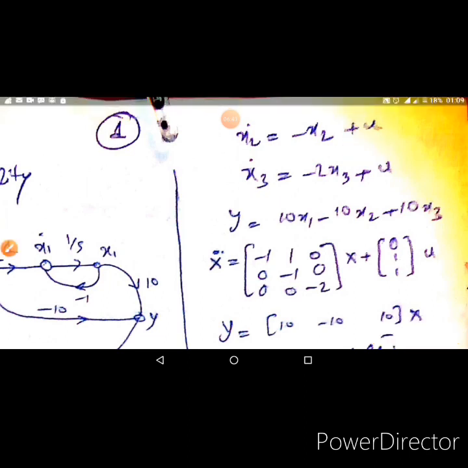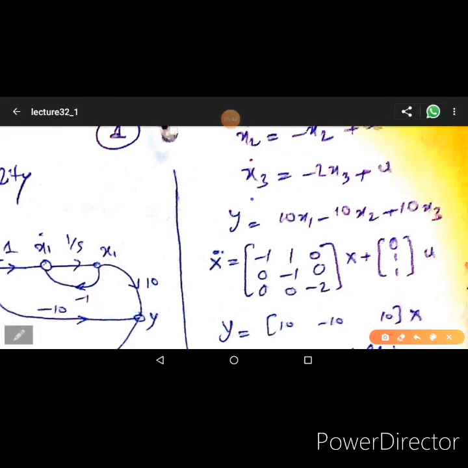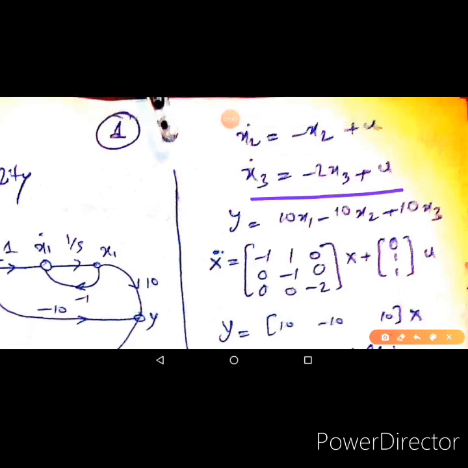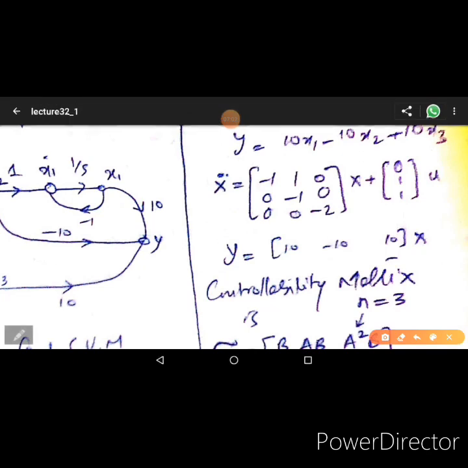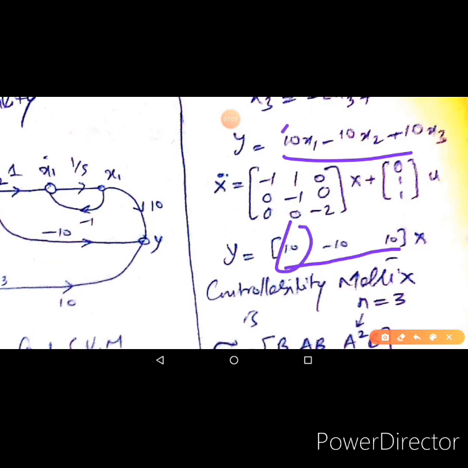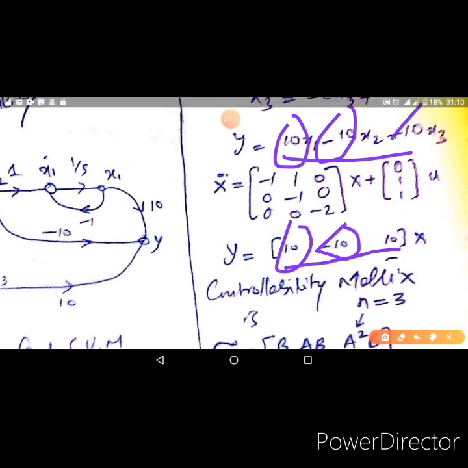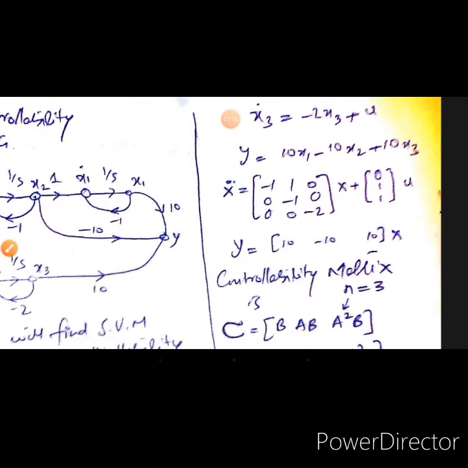Then we have the third state variable equation. Here you can see that there is no x1 or x2 on the right hand side, therefore we have zeros over here, and then we have this minus 2 which is written over here, and this 1 for u is over here. So in this way we have the state equation. Now the output equation, we write this in the form of this: 10 corresponding to the coefficient of x1, then minus 10 is over here, and 10 for x3, this 10 is over here, and this is our state vector. So this gives us the state variable model.